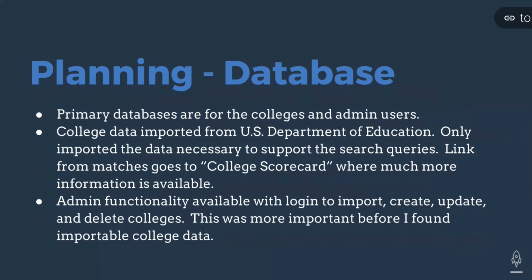The primary databases in the application are for the colleges themselves and also for the admin users. College data was imported from the U.S. Department of Education. I only imported the data necessary to support the search queries. And then, as I mentioned before, there's links to the college scorecard data, which has much more information. There's also admin functionality available with login to support importing, creating, updating, and deleting colleges. This was more important up front when I was manually entering colleges and needed to change them, and it was before I found out about the importable college data that was available.